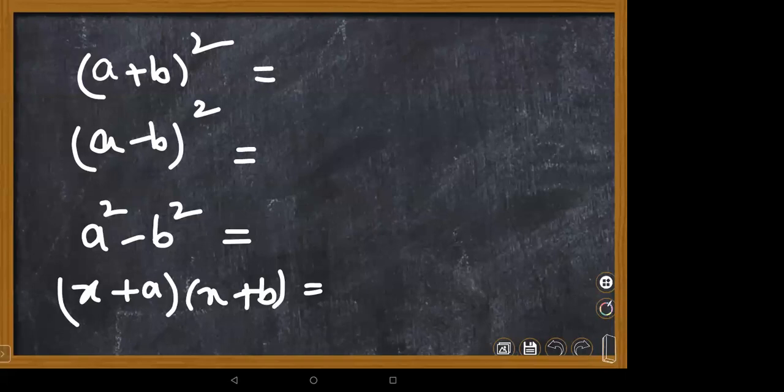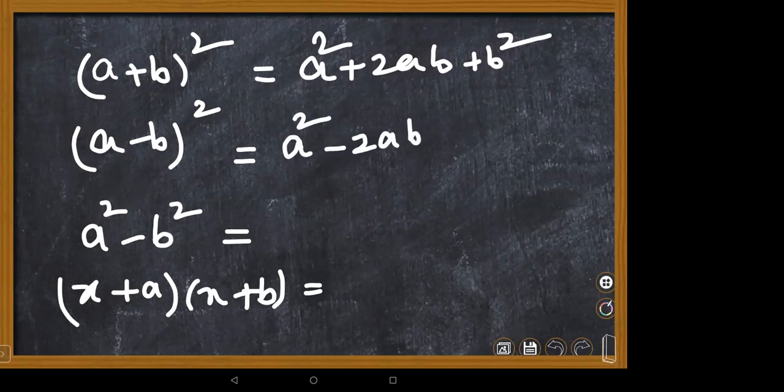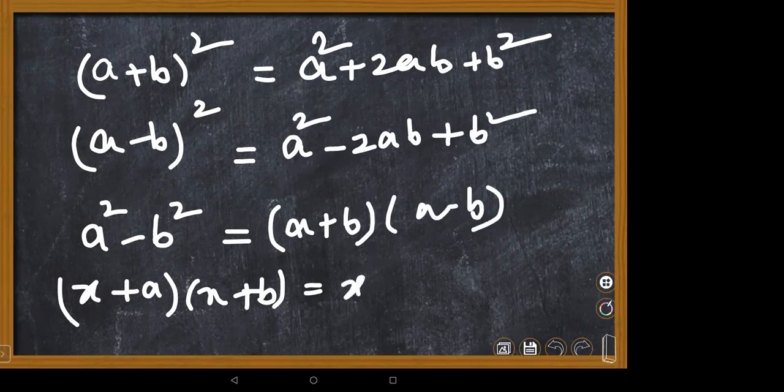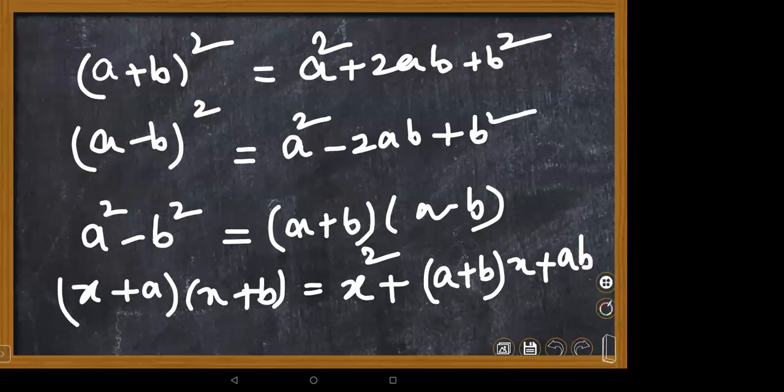So first one, as you said, a plus b whole square is a square plus 2ab plus b square, and a minus b whole square can be written as a square minus 2ab plus b square. This is the third identity: a square minus b square is a plus b into a minus b. And x plus a into x plus b is x square plus (a plus b) x plus ab. That's all, children. Based on these four basic rules, we will just discuss our chapter.